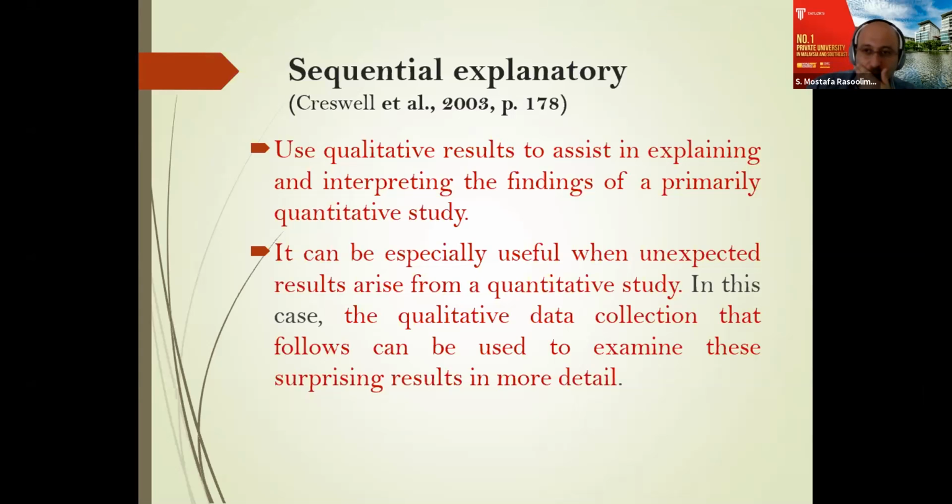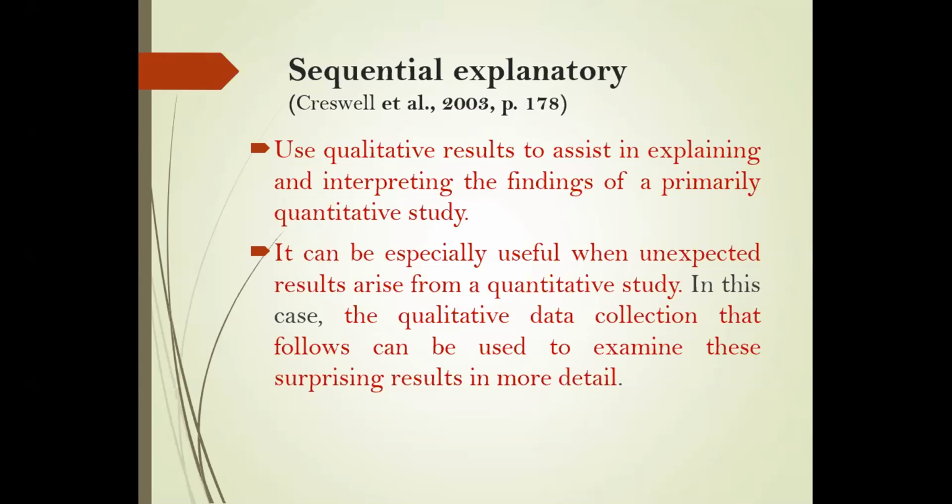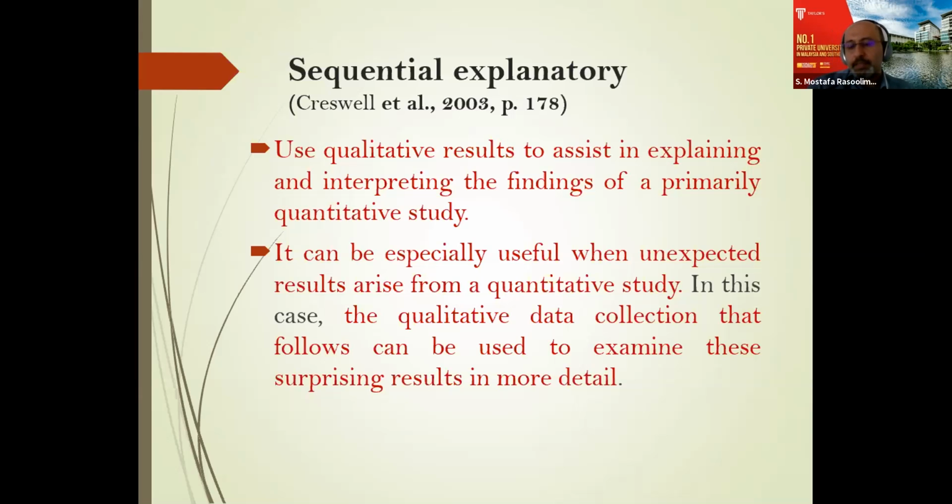Okay, the first one, must it be unexpected results? How about if the relationship between the variables is significant, but then I want to know more about the contextual factors that make this relationship significant? Is it possible? Yes, of course. It is not necessary that we always get unexpected results to go for the qualitative phase.